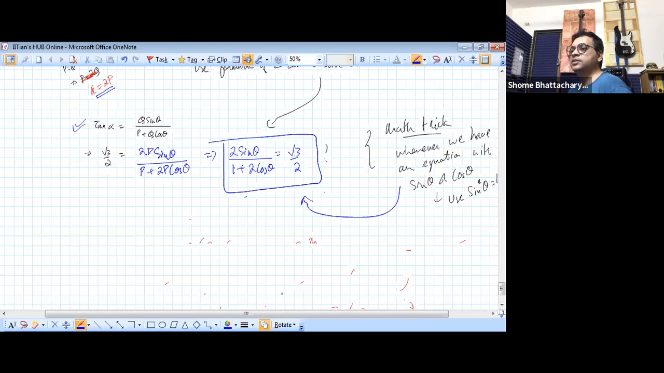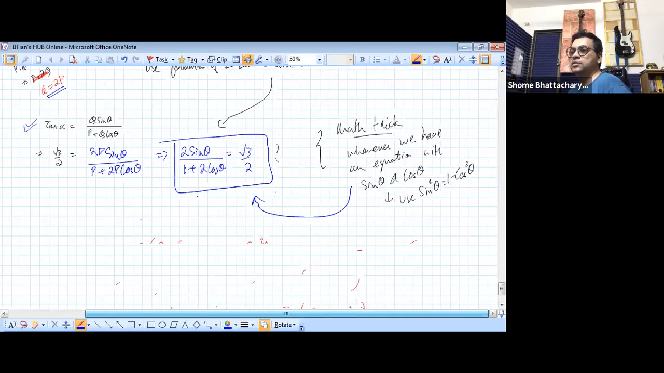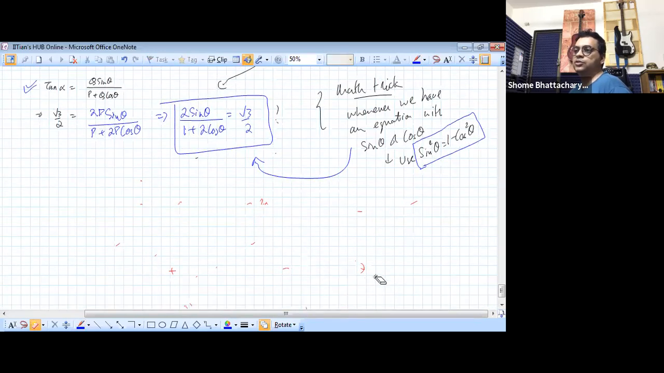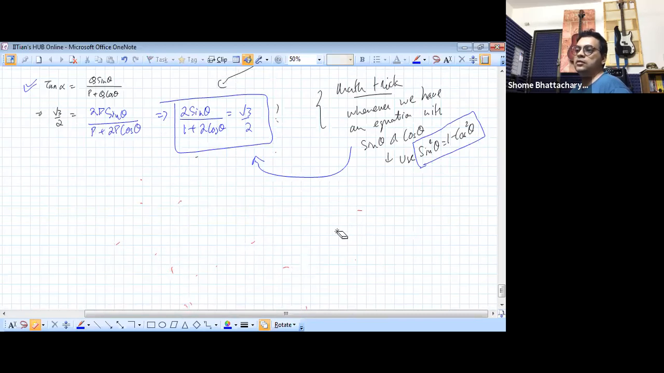So that is where this method comes in. This math trick comes in. The math trick is that anything where we have sin theta and cos theta, we make use of this identity: sin square theta plus cos square theta is equal to unity. So now those steps will begin. We square both the sides of the equation, and then substitute sin square theta as 1 minus cos square theta and solve it as a quadratic equation in cos theta.